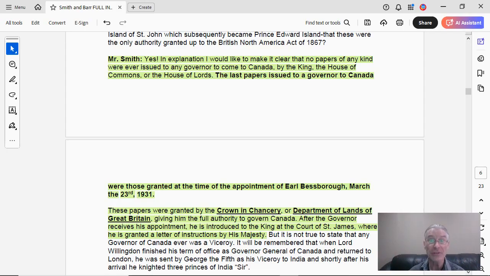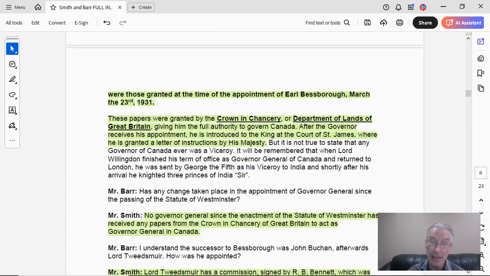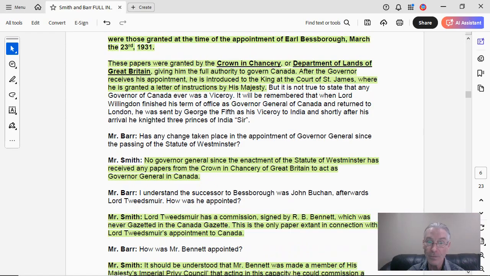The last papers issued to a Governor General to Canada were those granted at the time of the appointment of Earl Bessborough, March 23, 1931. These papers were granted by the Crown in Chancery, or Department of Lands of Great Britain, giving him full authority to govern Canada. After the Governor General receives his appointment, he is introduced to the King at the Court of St. James, where he is granted a letter of instructions by His Majesty.